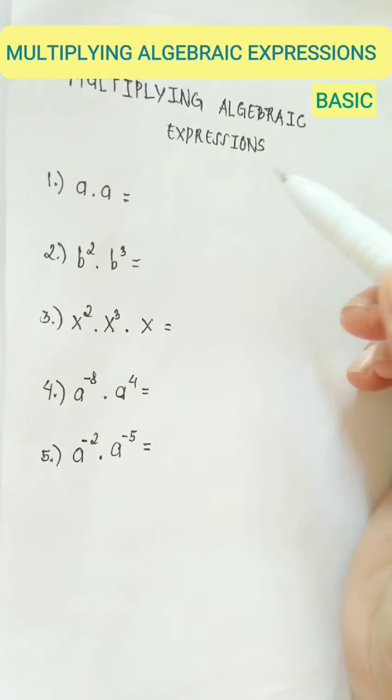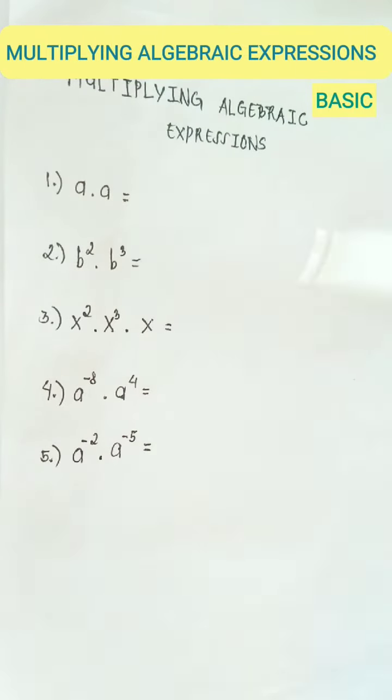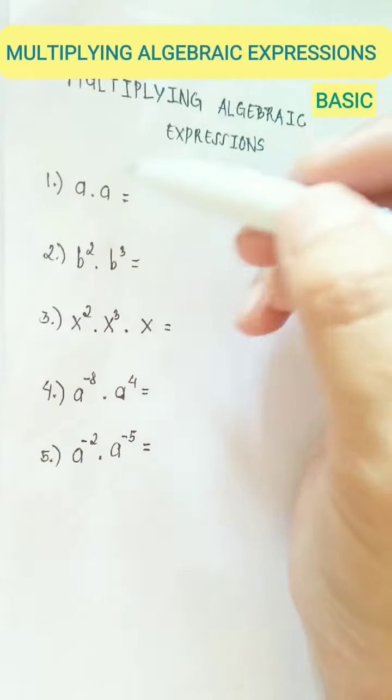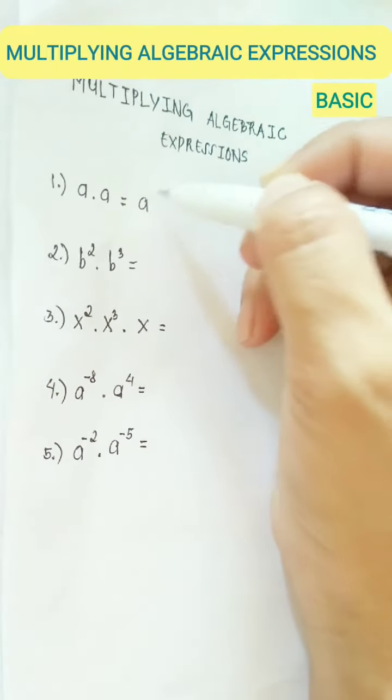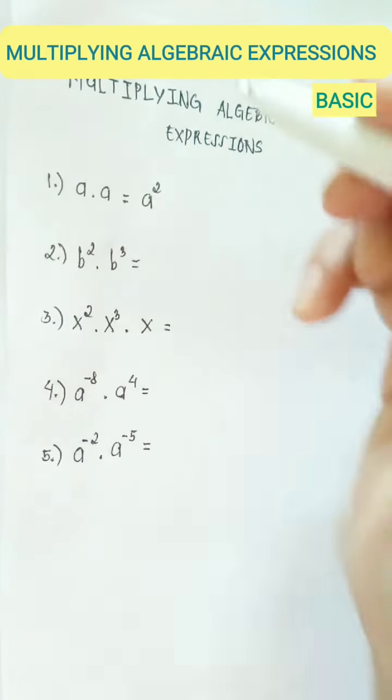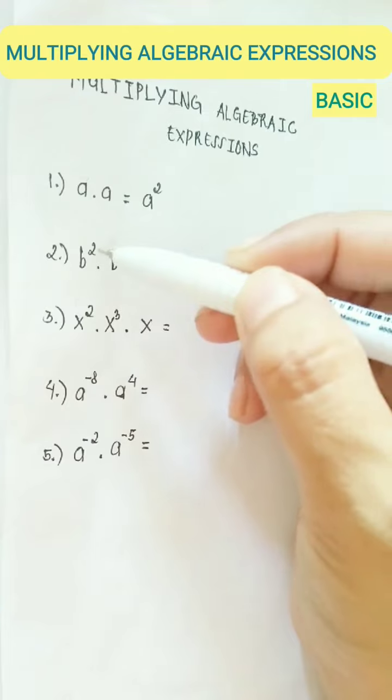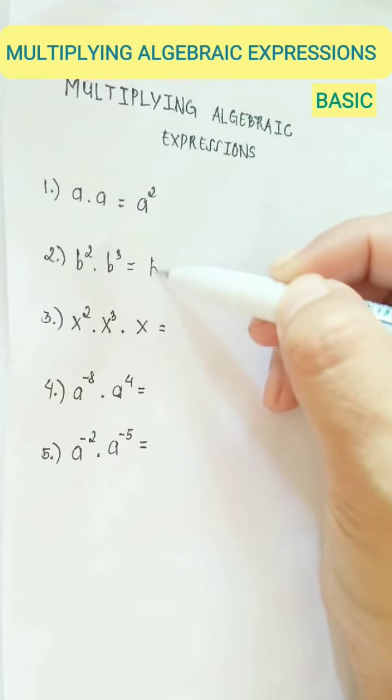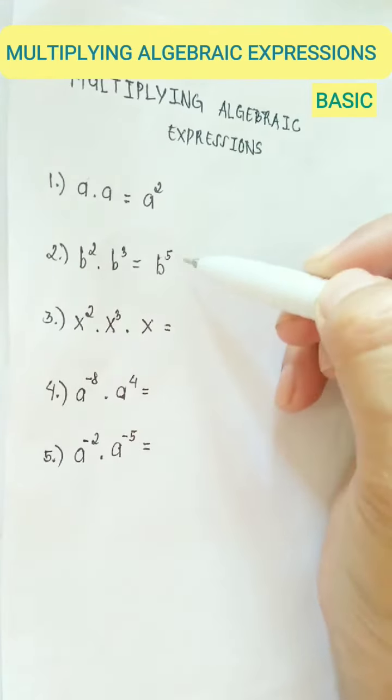Multiplying algebraic expressions, we just simply have to add and subtract the exponents. We have here number 1, a times a, that will give us a squared. Why? Because we have here an understood exponent of 1. Next, b squared times b cubed, that will give us b raised to 5. 2 plus 3 is 5.